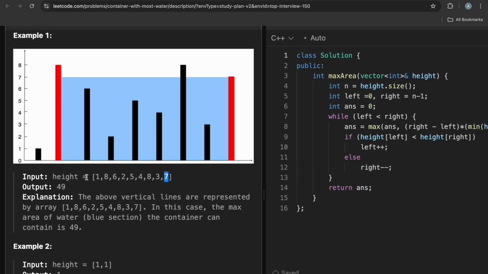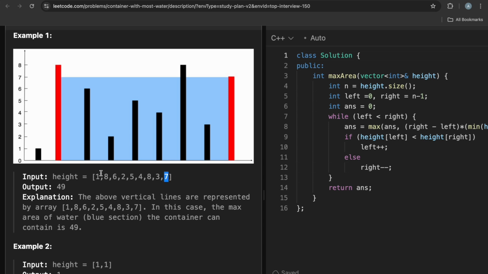So we will store the answer, and then we will check what is the minimum value out of these. So out of the two heights, 1 is the minimum. So we will increment the L pointer to the right side. If the right height would have been the minimum, then we would decrement the right pointer to the left side. We are doing this because we want to maximize the minimum value.